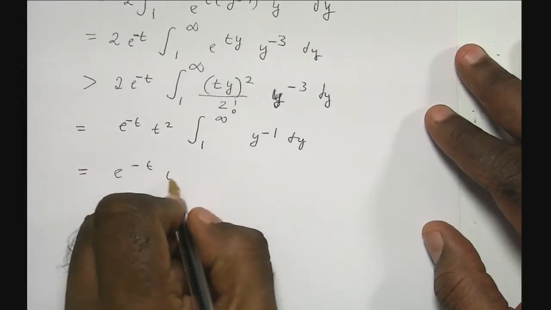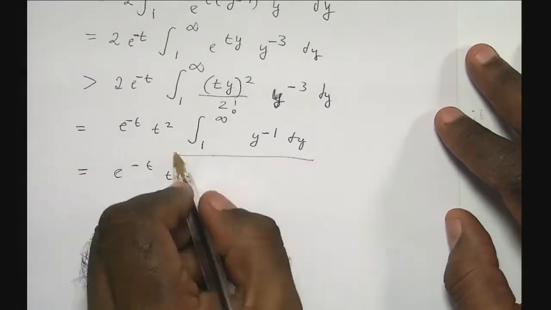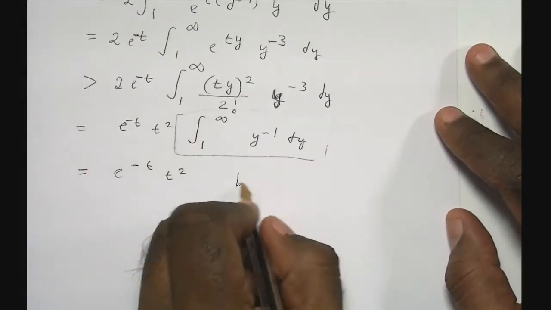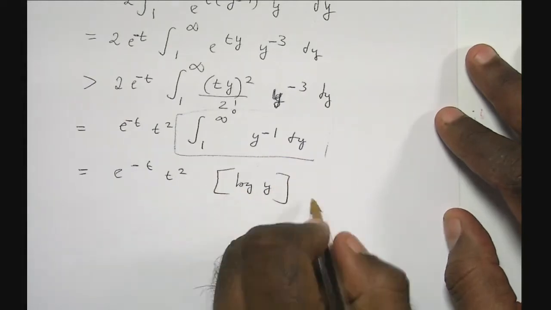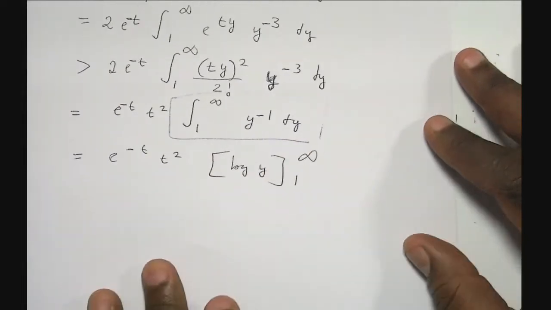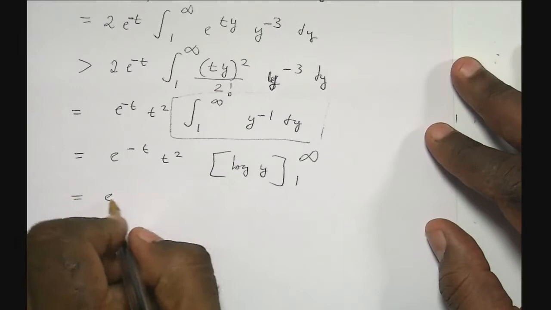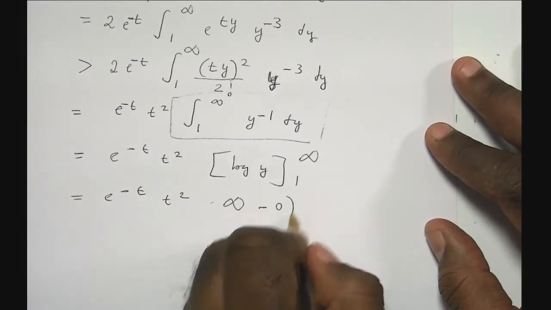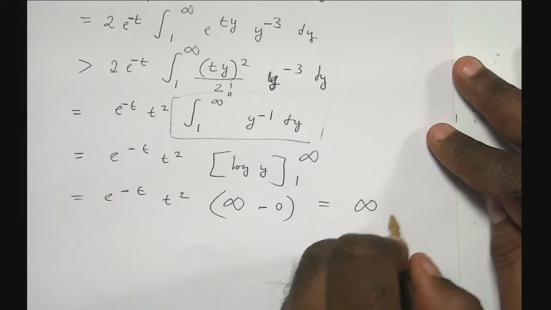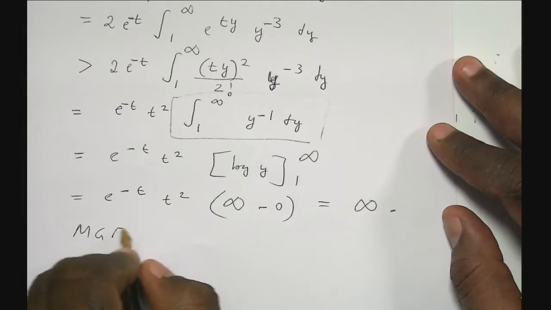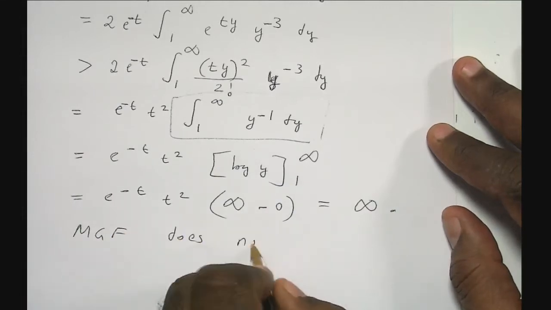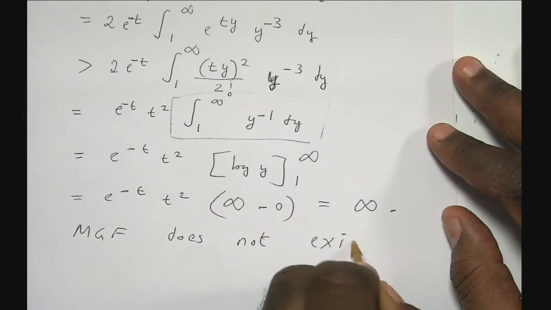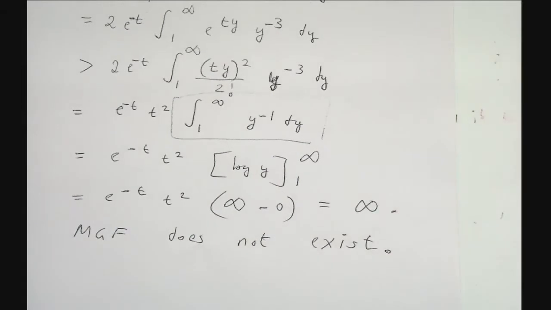But anyway, the integral of this is, guys, what? It is log of y, limit from 1 to infinity, and this is e to the minus t squared. Log of infinity is infinity minus 0, equal to infinity. So the MGF does not exist. Is that clear, guys, or not? You see what I've done?